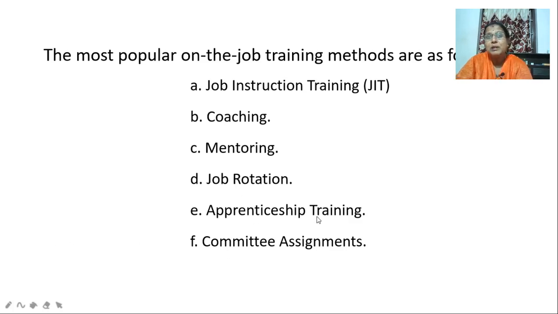Then apprenticeship training is that, along with the company, you take up a position as an apprentice, or as a trainee, we call it. You join the company and along with that you are going to learn. It's like on the job, since along with your performance, you are learning. Committee assignments: sometimes they make committees and give you assignments, and through the assignments you learn the job and do it.